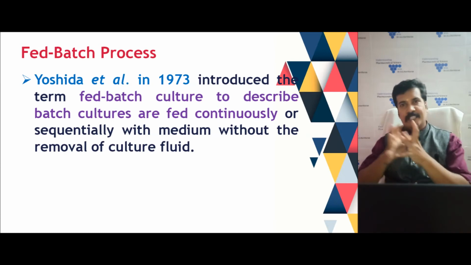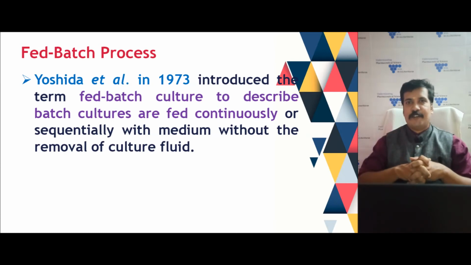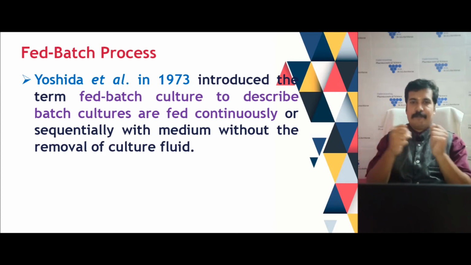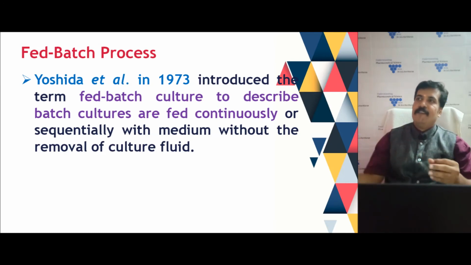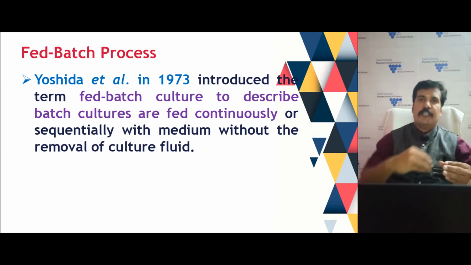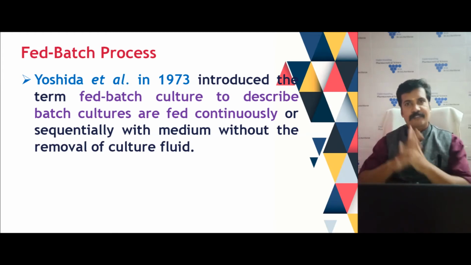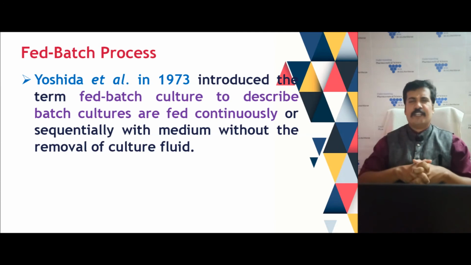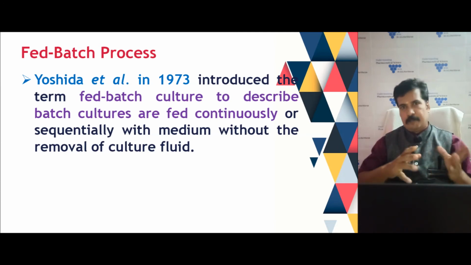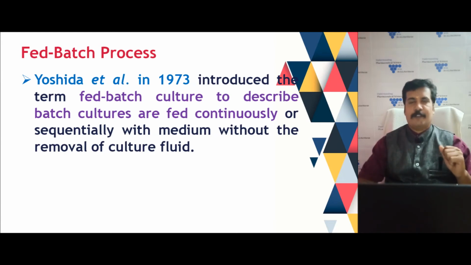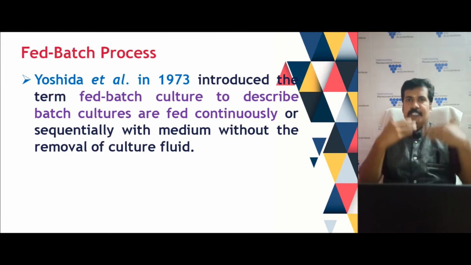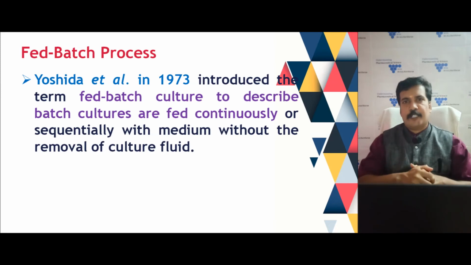To keep the cell in exponential phase, what we can do is, to the batch culture, after a particular time interval, we can feed a small quantity or a certain amount of fresh medium. This will maintain the exponential phase, so we can get a product in a larger quantity. This concept led to the fed batch process, but later on this process has been utilized in penicillin production also.